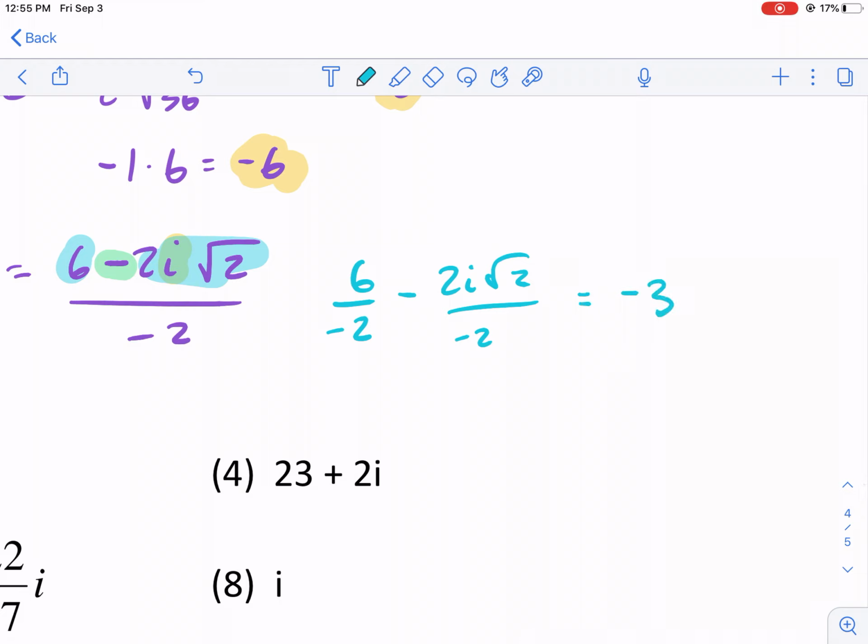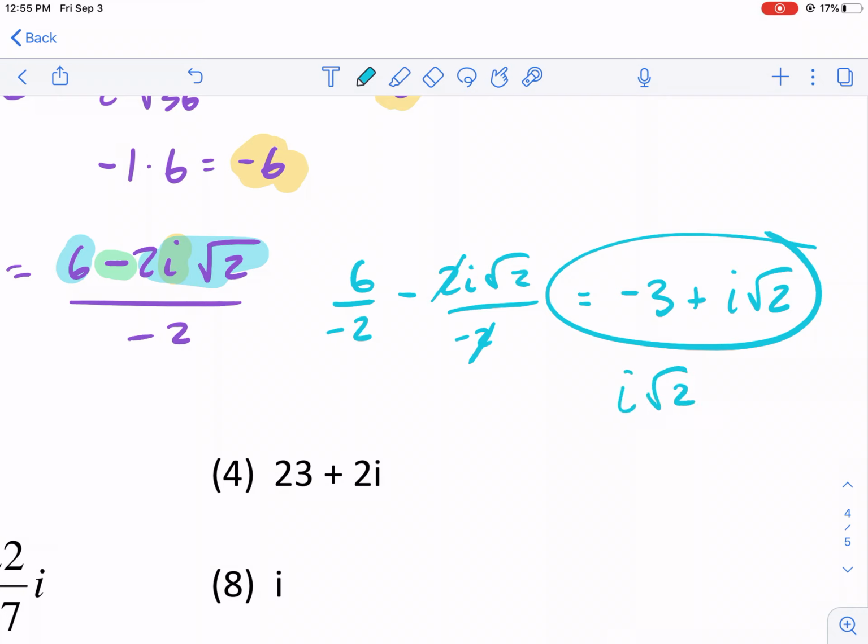And then I have a negative over a negative. That's going to be a positive. And I'm going to divide the 2's. Those are going to cancel away. I'm left with I radical 2. And that's my final answer. I could also write it as I radical 2 minus 3. But the real part really should go first. So I would just stick with your first answer, which is that.